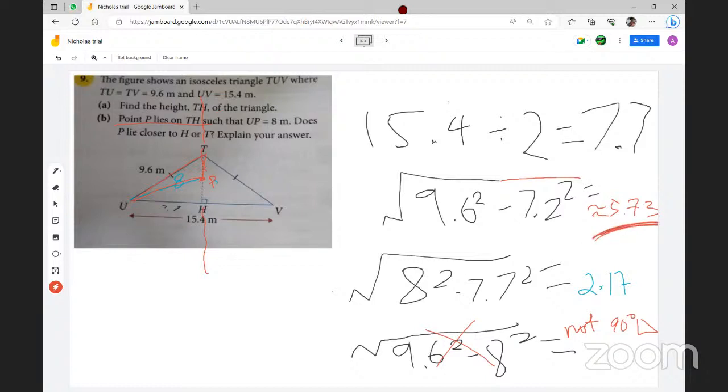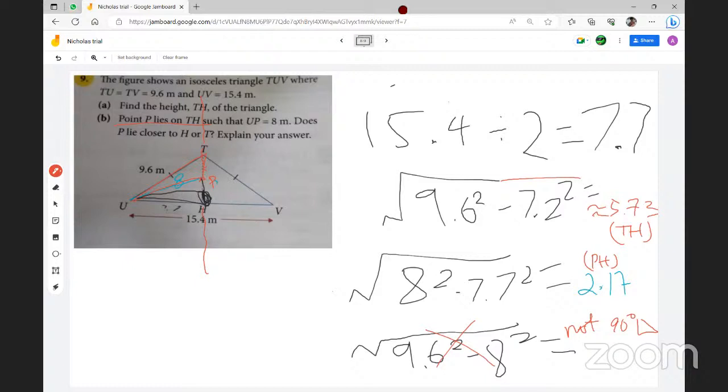There's your PH. Now, who is this guy again? Who is 2.17? 2.17 is this one right here. The name is PH. Good. I'm giving you too many hints already. Can't you find TP now? Yes, I can. 5.73 minus 2.17, which is 3.6.